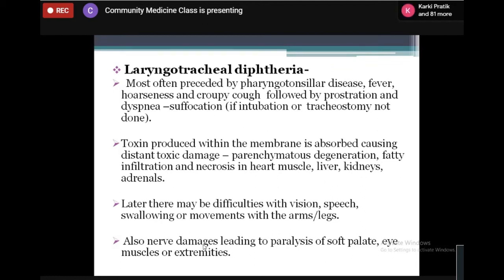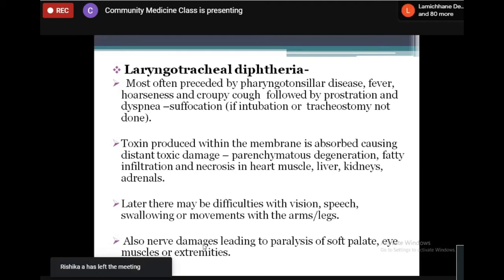So later there may be difficulties with vision, speech, swallowing, and movements with the arms and neck. Gradually, if the child is untreated, or treated very late, then the child will develop difficulties in vision. There will be difficulty in speaking, also swallowing, also while moving arms and legs, and also nerve damage leading to paralysis of soft palate, eye muscles, or extremities.